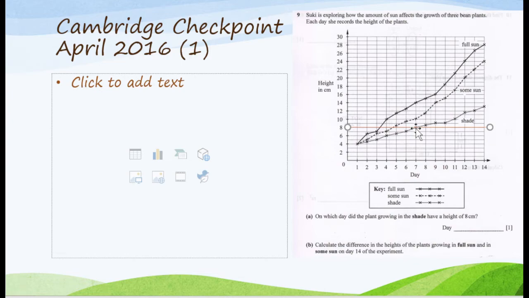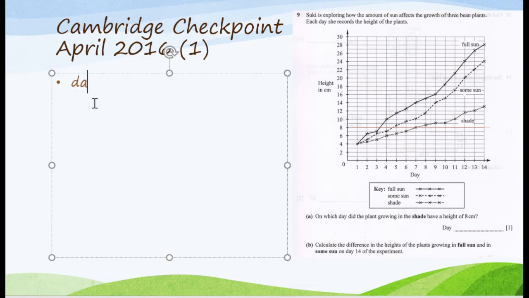So now to know which day it reached the 8 centimeter height for the shade one, you draw a horizontal line here. So the 7. Okay, that's how.